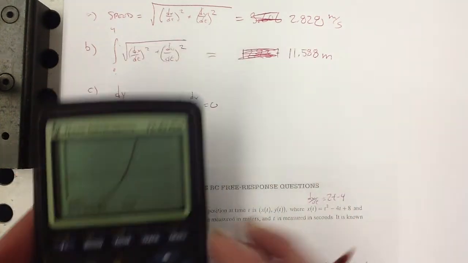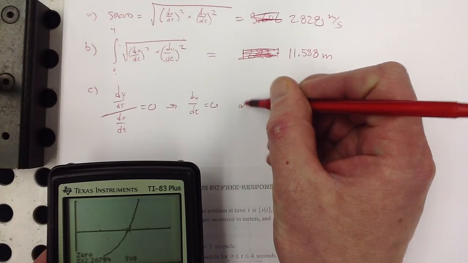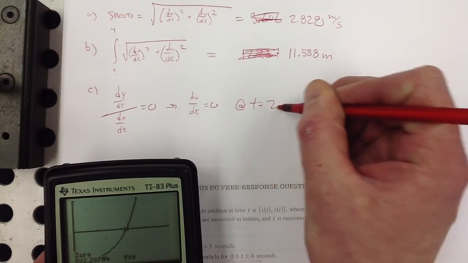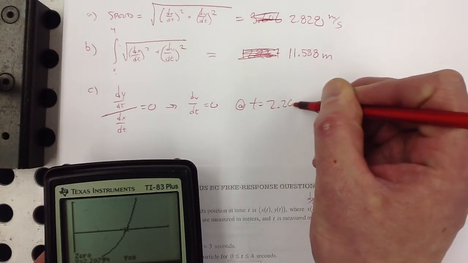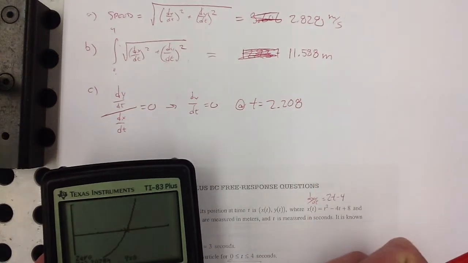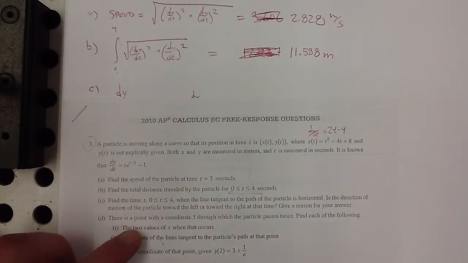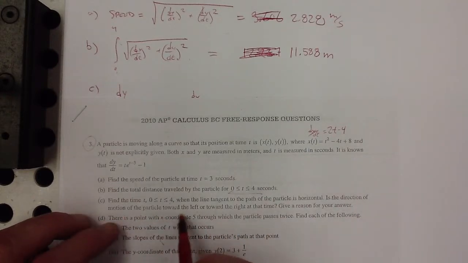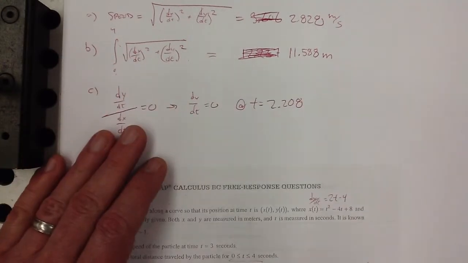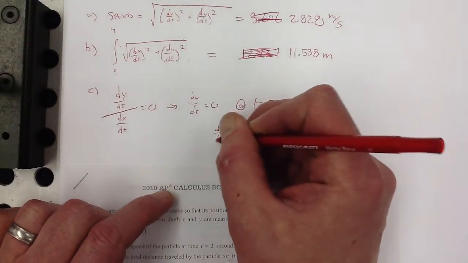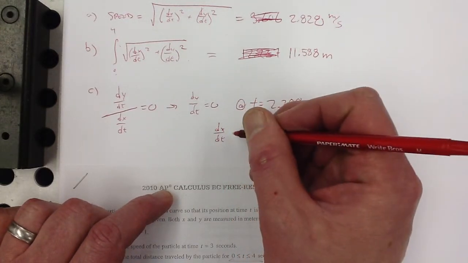And that happens at t equals 2.208. Okay? So that's the first part of that. And now they want to know, is the direction of the motion of the particle toward the left or toward the right? So let's see, what's dx/dt? That's the horizontal motion, right?